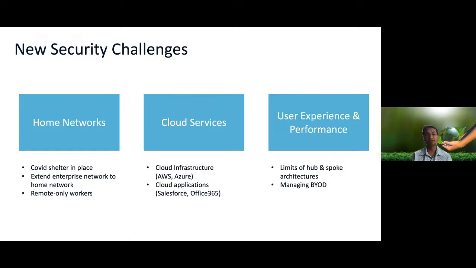So that is one of the security challenges, as to the home networks themselves, right? Because of COVID and shelter in place, we don't know as CISOs how secure their home networks are. There could be IoT devices, they could be using default passwords. So we did not know how secure the home network would be in the first place.